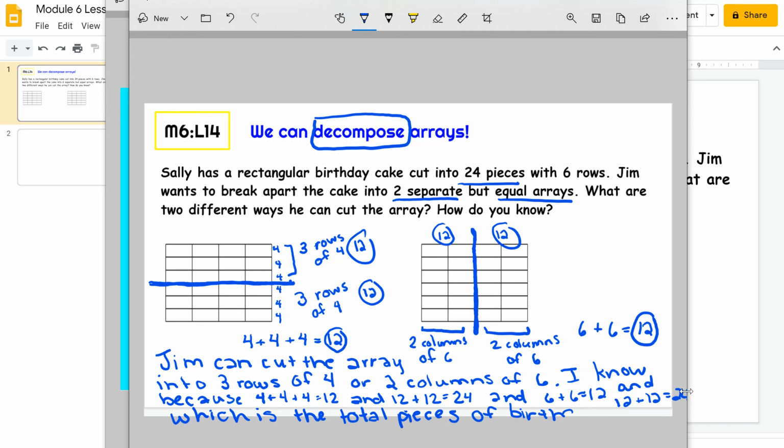So today, you're going to be working on decomposing arrays by thinking about columns and rows. And I want you to remember to use your repeated addition sentence and make sure it matches either the rows which go across, or the columns which go up and down. And label your work so that it's easier to keep track of.